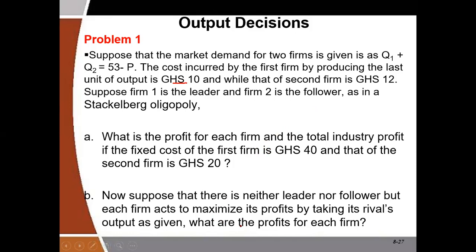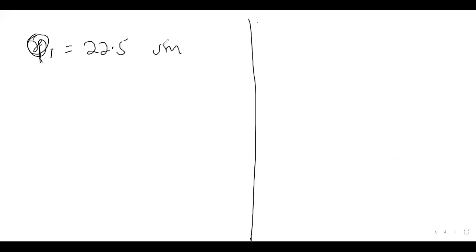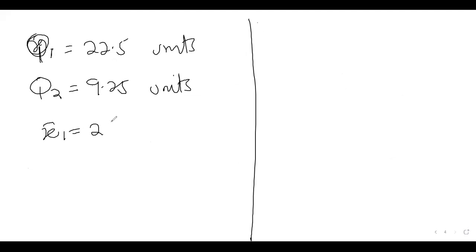All right. This question has been solved already in my video on oligopoly. So I'm just going to share with you the output for the two firms and then the profit for the two firms. If you solve this using the Stackelberg model, which the question is saying, you get the output for firm 1, which is the leader, to be 22.5 units. Then you get output for firm 2 to be 9.25 units. And if you solve for their profit, you get profit for firm 1 to be 213.125 cedis, and then profit for firm 2 to be 65.5625 cedis.